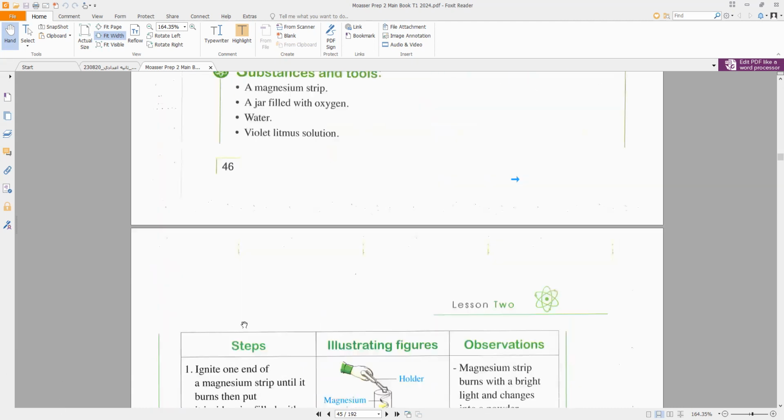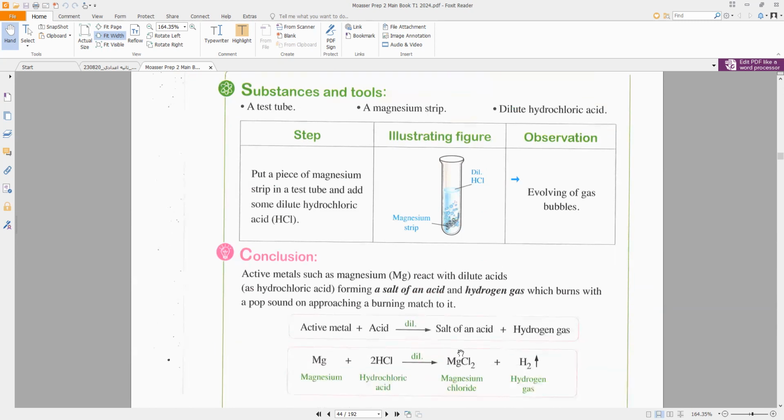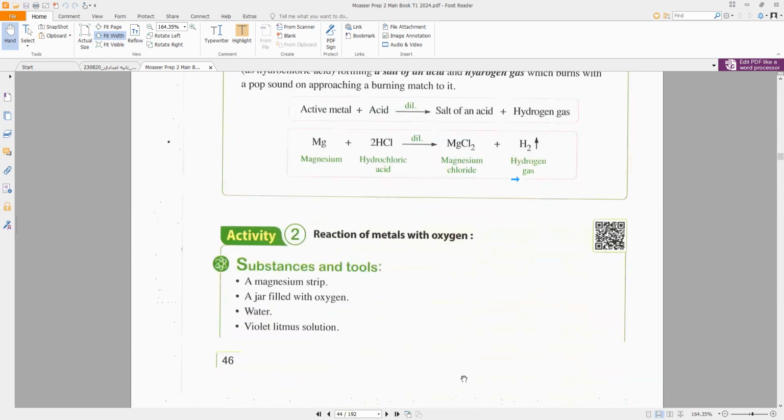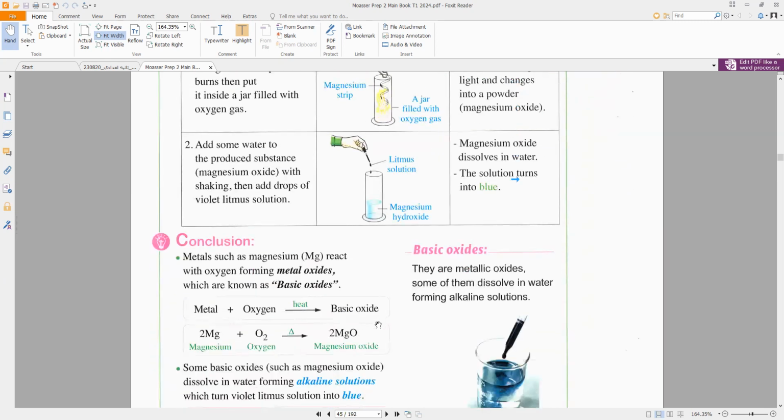So again, the metal has chemical properties, so it reacts. We have two reactions in this lesson about metal. It reacts with dilute acid, like dilute hydrochloric acid, and hydrogen gas evolves. All the metals will react with dilute acid, forming hydrogen gas and the salt of the acid. When it reacts with oxygen, metal oxide is formed.